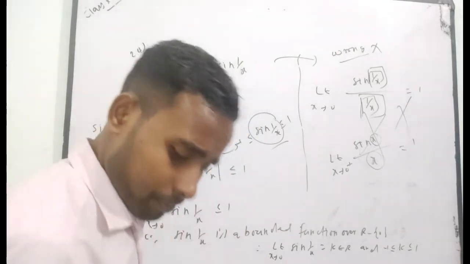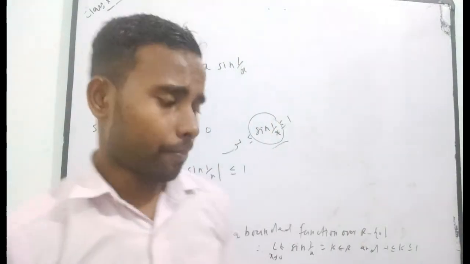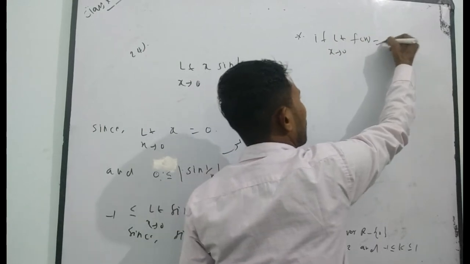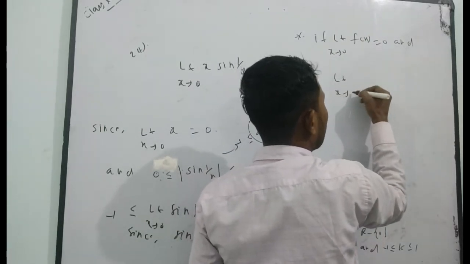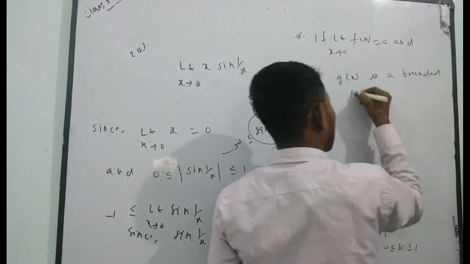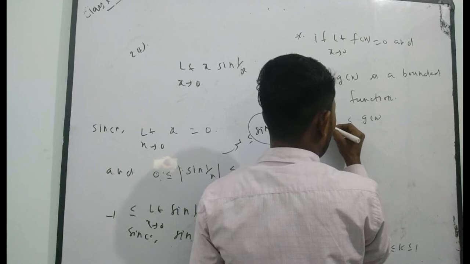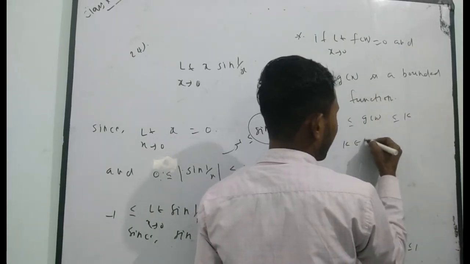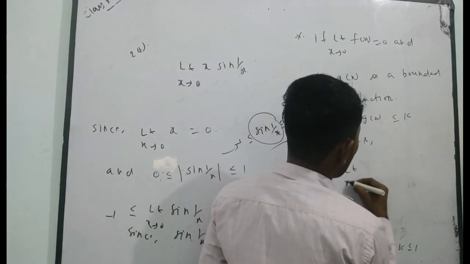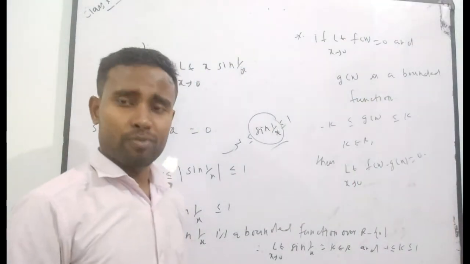As you know, I have already taken a concept: if the limit as x tends to 0 of f(x) is equal to 0 and g(x) is a bounded function, that means g(x) is greater than or equal to -k but less than or equal to k, where k belongs to any real number, then the limit as x tends to 0 of f(x) times g(x) is equal to what? 0. I have already explained this theorem in the first classes.